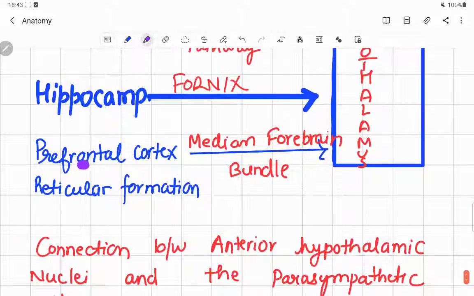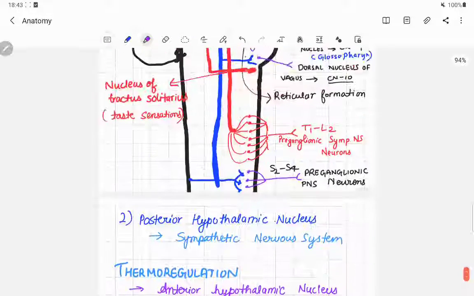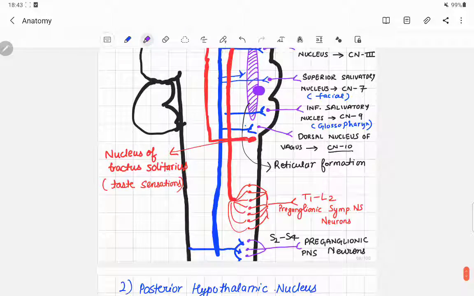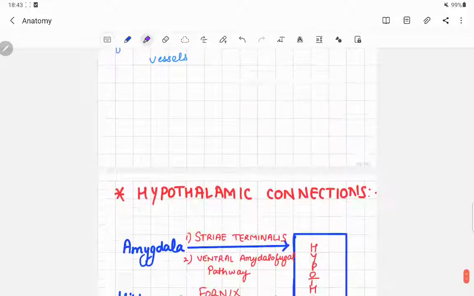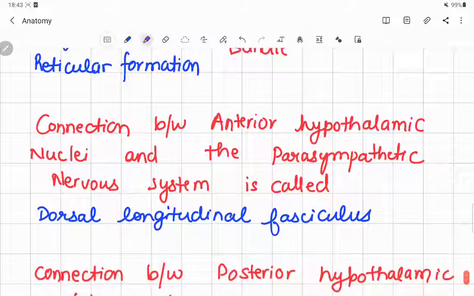The last is the connection between the prefrontal cortex and the reticular formation. We have seen what the reticular formation was. It was this structure which is located right here. This one is the reticular formation. The connection between the prefrontal cortex of the cerebrum, the frontal lobe, and the reticular formation with the hypothalamus is called the median forebrain bundle.